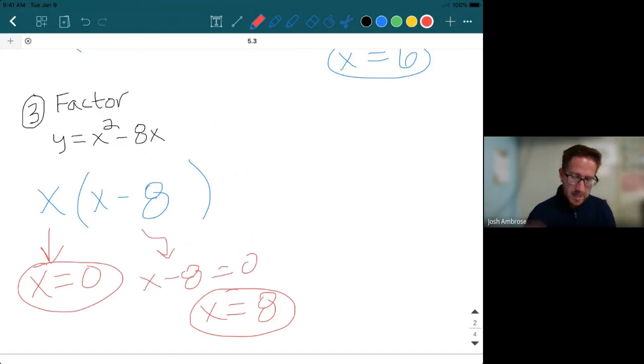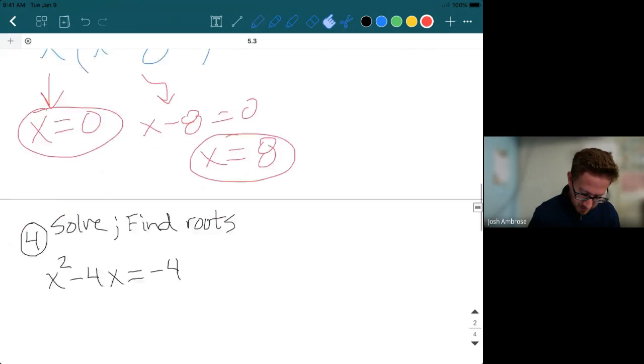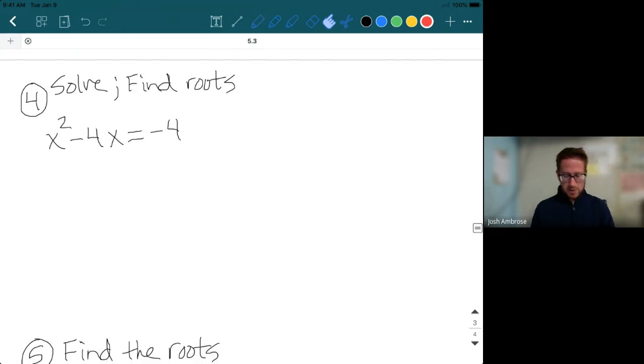All right, and you'll remember that a parabola makes a U shape. So it's not uncommon to have two answers. I'm not saying that there aren't problems where you'll have one answer, because sometimes there are, but it's not uncommon for a lot of these to just have two answers. All right, let's move into example 4.